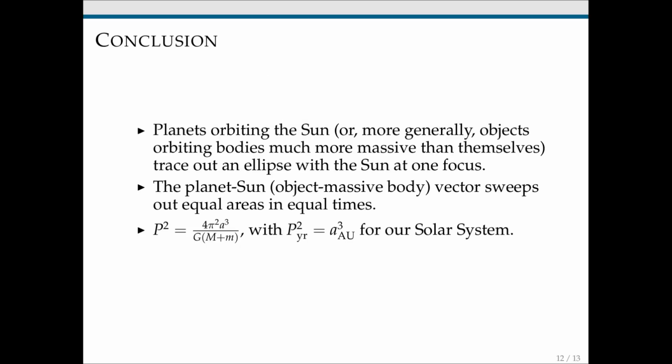In conclusion, planets orbiting the Sun, or more generally, objects orbiting bodies much more massive than themselves, trace out an ellipse with the Sun, or massive body, at one focus. The planet-Sun, or object-massive body, vector sweeps out equal areas in equal times. And p squared is equal to 4 pi squared a cubed over g times the sum of the masses. And for our own solar system, p squared in years is equal to a cubed in astronomical units.